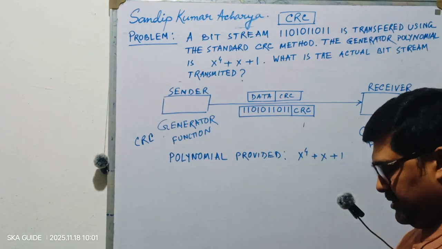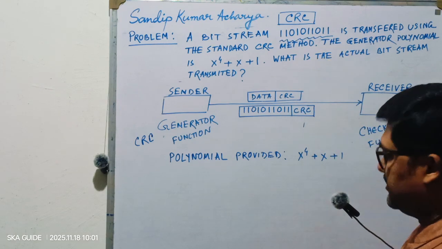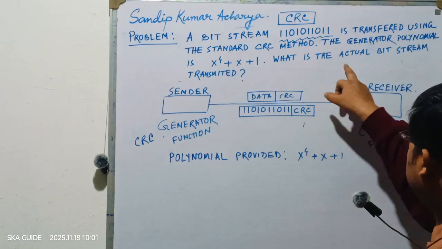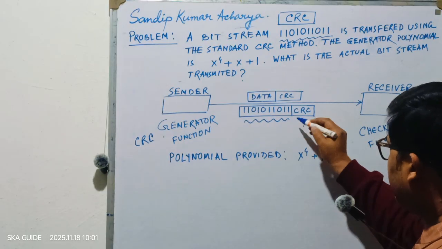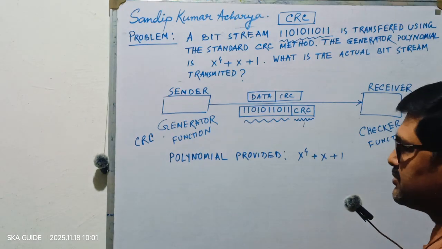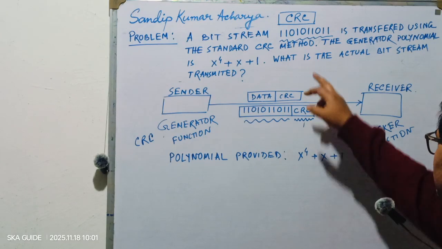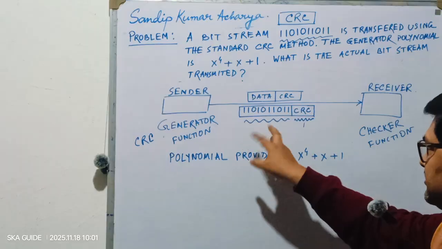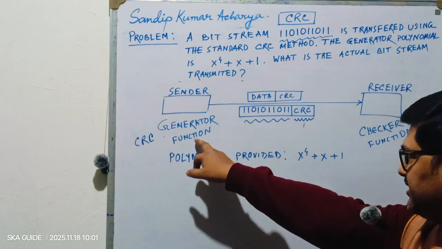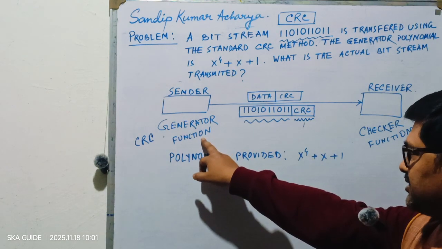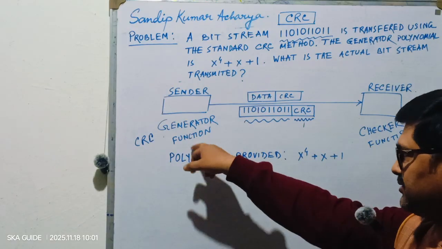This computer is sending the data. Which data? This is our data. It is given that this is the data we are sending. And the question is asking what is the actual bit stream transmitted. That means this is the data, and we are appending some more bits with the actual data, which is the CRC. So the actual bit stream transmitted is the combination of both the data and the CRC code. So the CRC generator function is a process. When we are sending the data, we are generating the CRC with the use of the generator function.